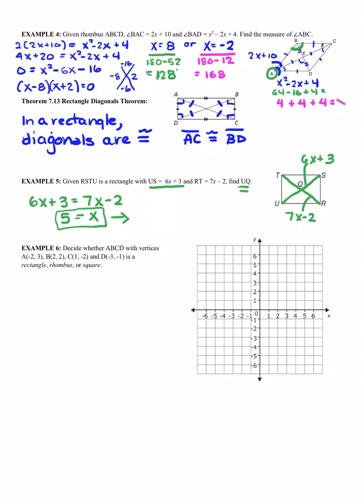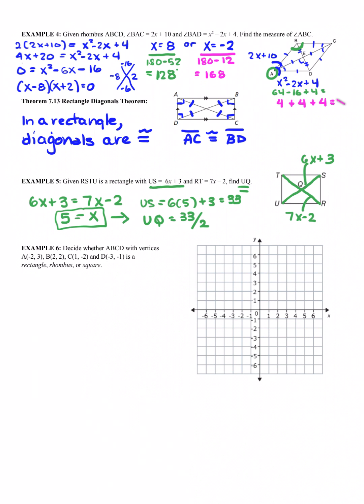They wanted UQ. So I know US equals 6 times 5 plus 3, which is 33, so that means that UQ is half of that. So I'm just going to say 33 halves. If you want to make a decimal, that's on you.